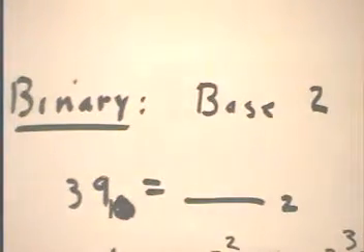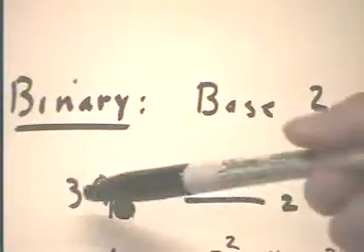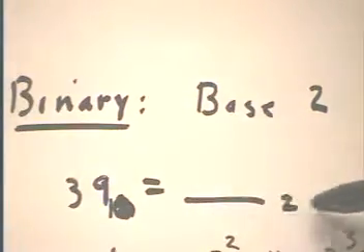The binary number system is the base 2 number system. Let's convert 39 base 10 to base 2.